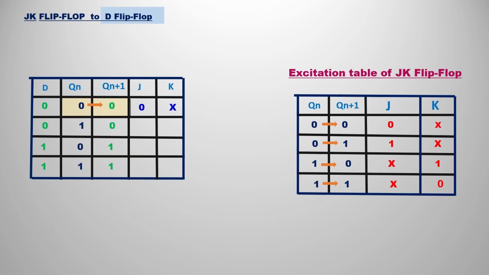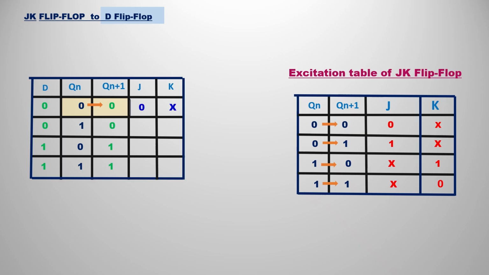The next conversion is from JK flip-flop to D flip-flop. In this scenario we are going to have the excitation table. The excitation table is very important. For this video the JK flip-flop excitation table is very important, because for every conversion, whether we convert from JK to D or from JK to T, we are going to use the JK flip-flop excitation table. So what are we going to build? We are going to build a D flip-flop.